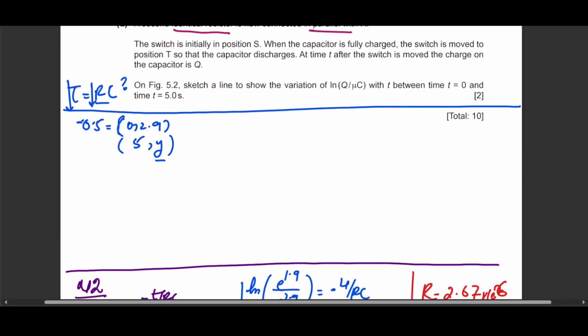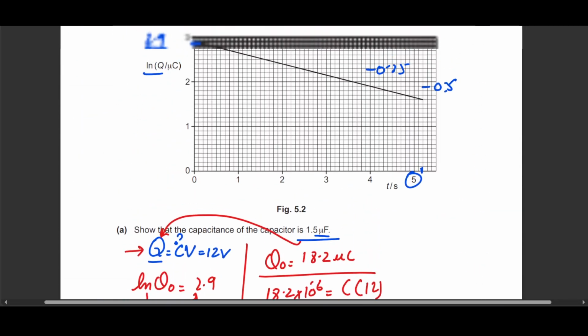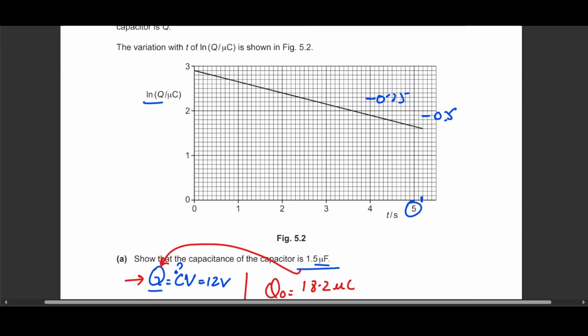So this would be y minus 5 divided by 2.9 minus 0 equals negative 0.5. When you solve for y, this gives you an answer of 0.4. So this coordinate at 5 should be 0.4, located over here at this location. Again, please count the number of boxes. I'm just doing this as a rough value, right? So it should be there.